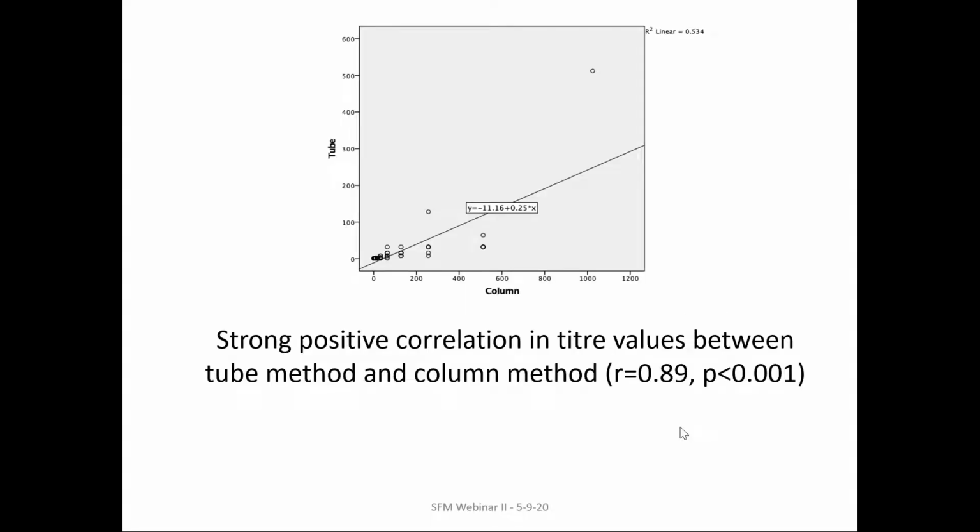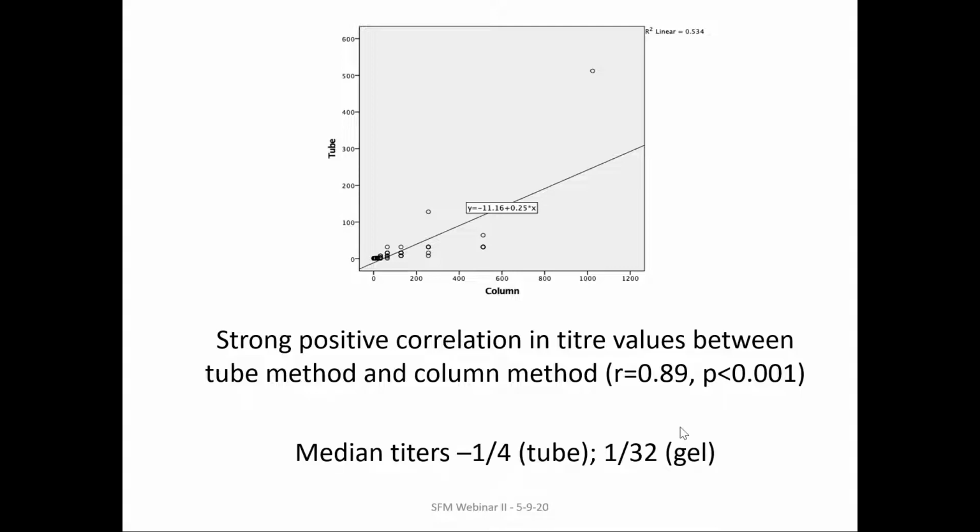But in those samples that tested positive by both these methods, there was indeed a strong positive correlation in titer values between the tube method and the column method, which goes to tell you that whatever method you test by, if there are antibodies, these antibodies are likely to increase as the pregnancy advances.